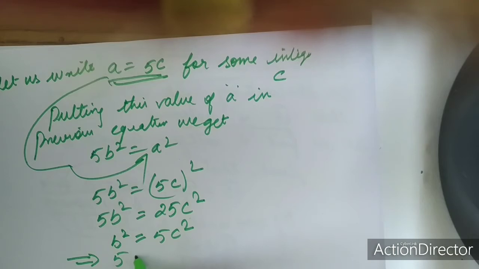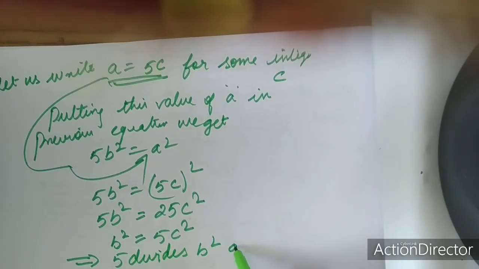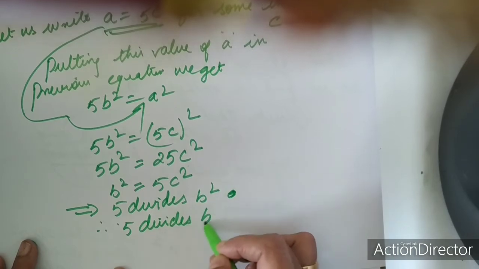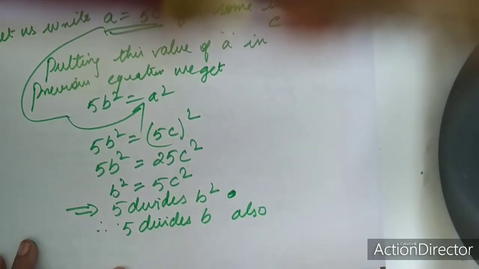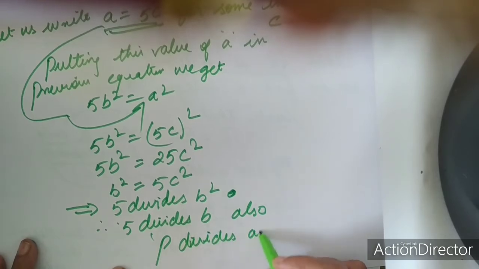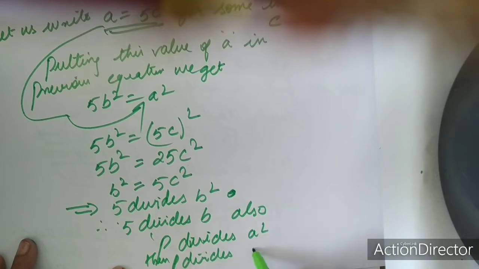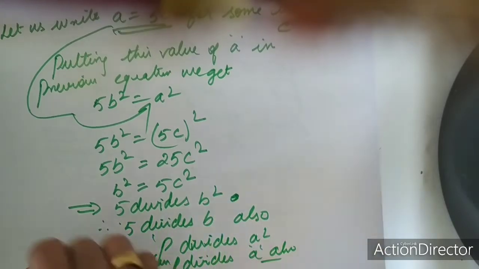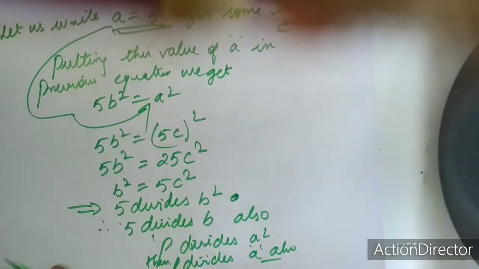Implies 5 divides B square. Therefore 5 divides B also, according to that theorem, that is, if P divides A square, then P divides A also. So this is the theorem you are having. So based on that theorem, if 5 is dividing B square, then 5 divides B also.